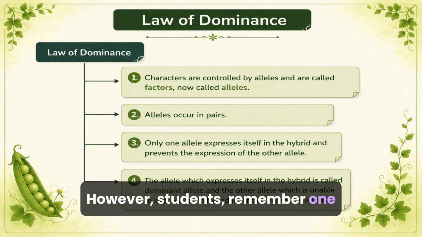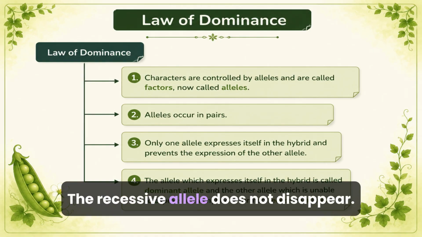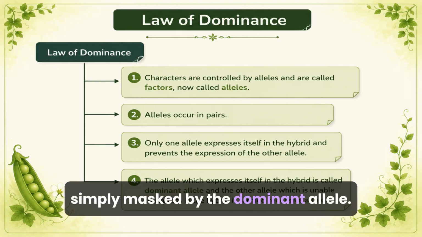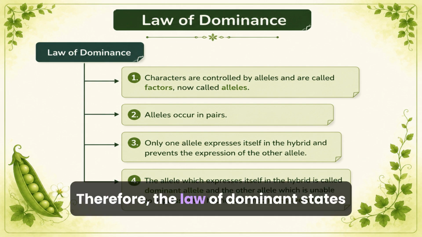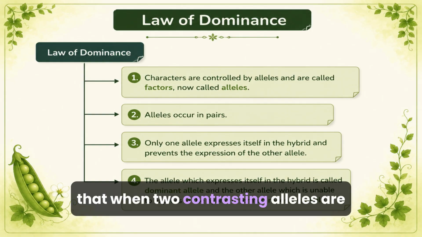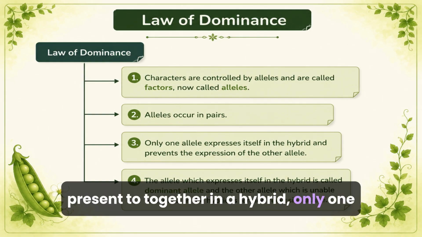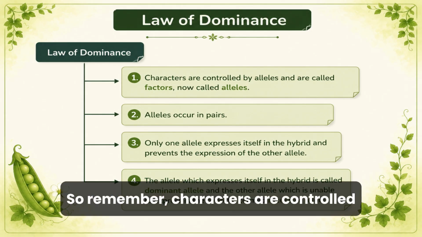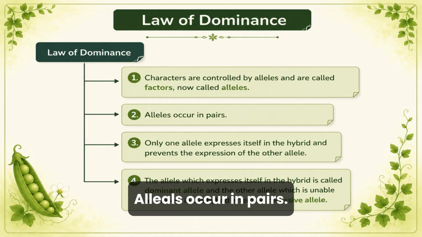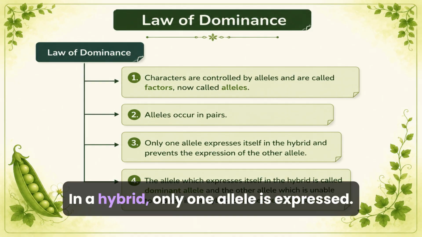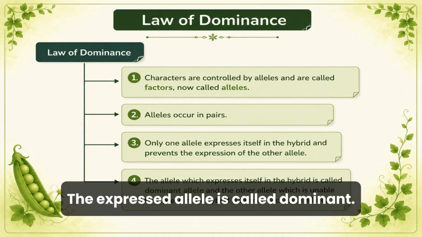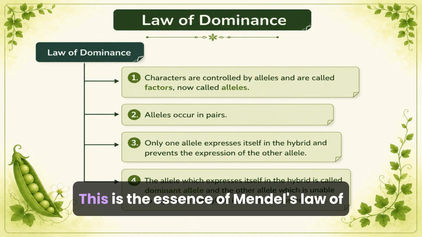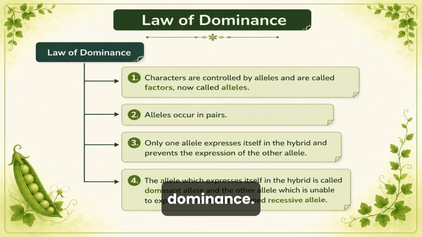However, students, remember one important thing. The recessive allele does not disappear. It remains present in the hybrid, but is simply masked by the dominant allele. Therefore, the law of dominance states that when two contrasting alleles are present together in a hybrid, only one allele expresses itself, while the other remains hidden. So remember, characters are controlled by alleles. Alleles occur in pairs. In a hybrid, only one allele is expressed. The expressed allele is called dominant. The hidden allele is called recessive. This is the essence of Mendel's law of dominance.